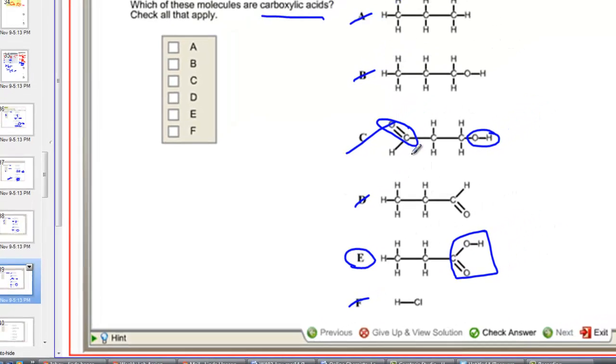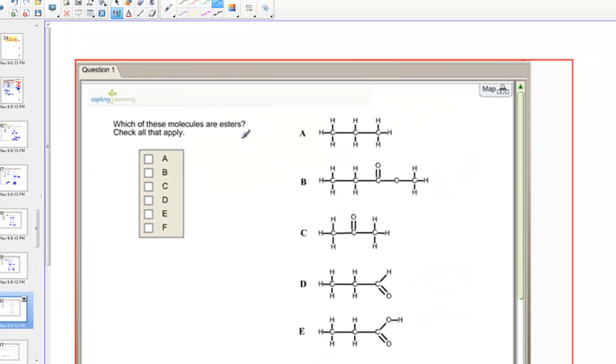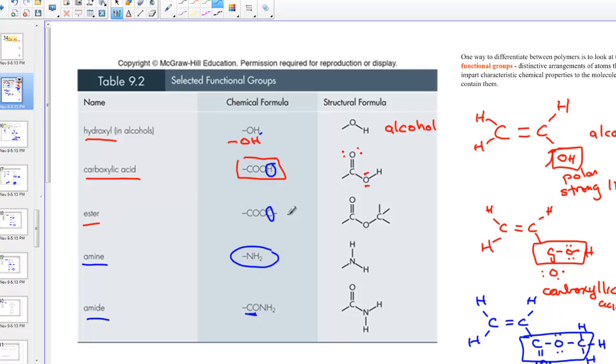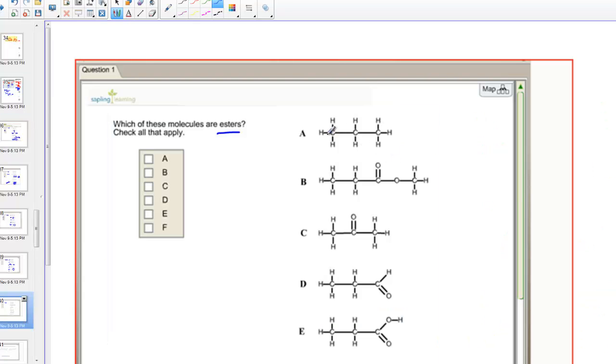We'll keep practicing as you're getting better. Which ones are the esters? If you need a reference, go back and find your chart, esters. An ester has a C double bond O with an O right next door within the chain. C double bond O, C. I see nothing with double bonds. Look at here. C double bond O, O, C. There's our ester.